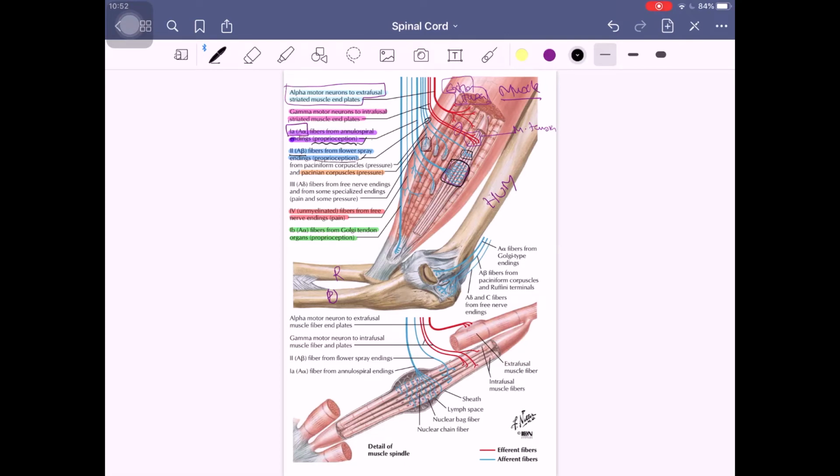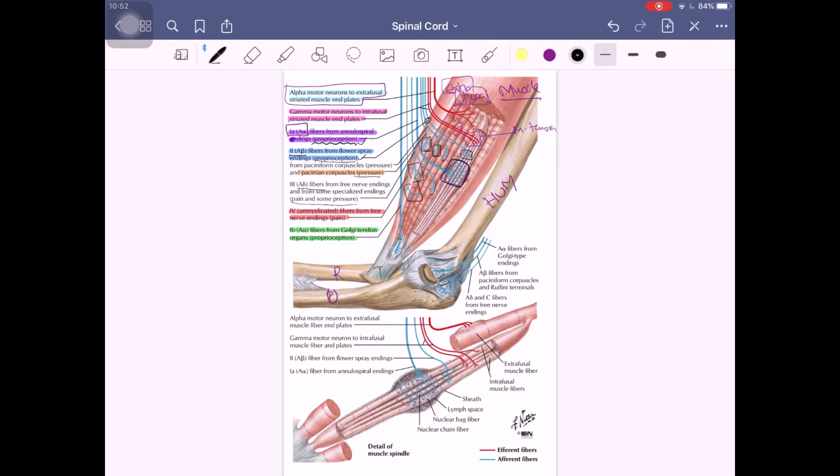And you can also see here your Pacinian corpuscle, coin-like or flat. They are definitely responsible for bringing pressure changes from the muscle. You also have your A delta fibers, which are the free nerve endings. You see here, they are free nerve endings, and they are responsible for pain and some form of pressure-producing pain. So these are all the information we have from your muscle.